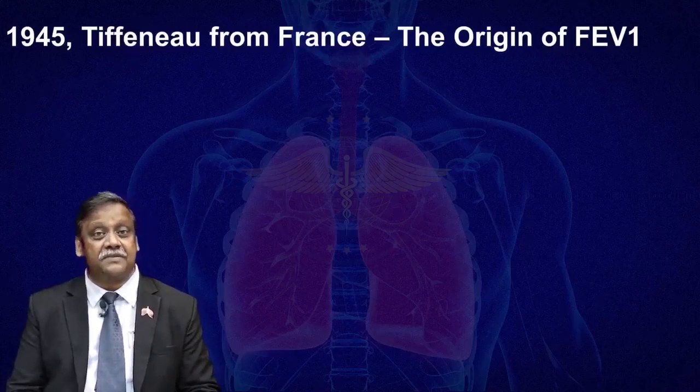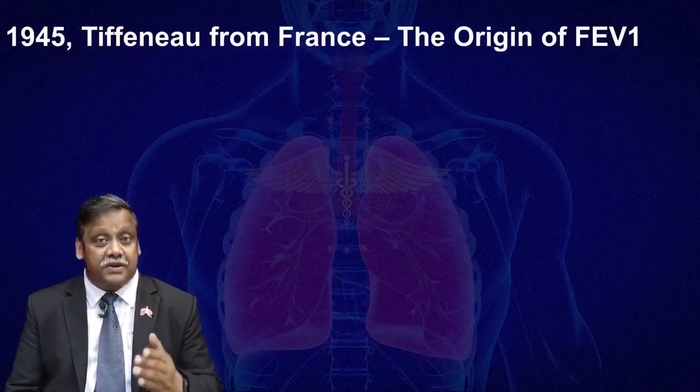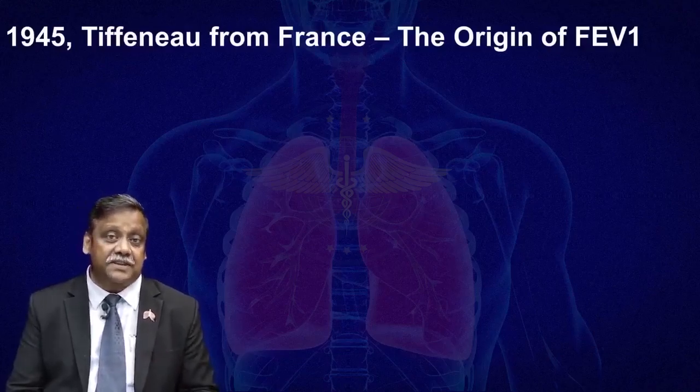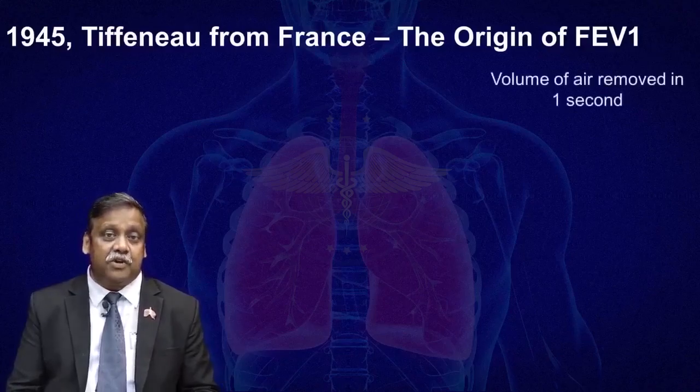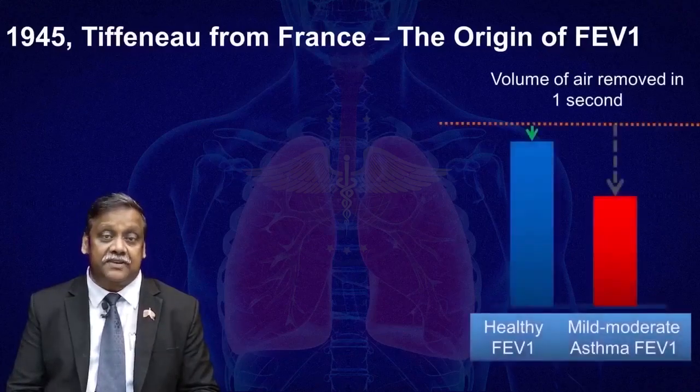What is the volume of air that came in 2 seconds? And by doing so, he was able to find something very interesting. The volume of air that came out of the lungs in 1 second, that he called FEV1, was significantly reduced in patients who had obstructive airway disease.